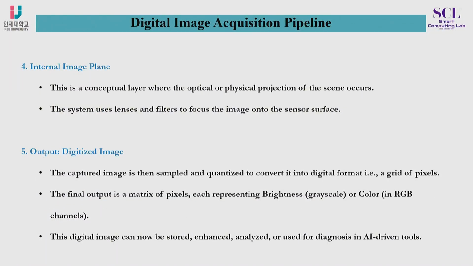Then the internal image plane. This is a conceptual layer where the optical or physical projection of the scene occurs. The system uses lenses and filters to focus the image onto the sensor surface. So at the end, we get the digitized image.